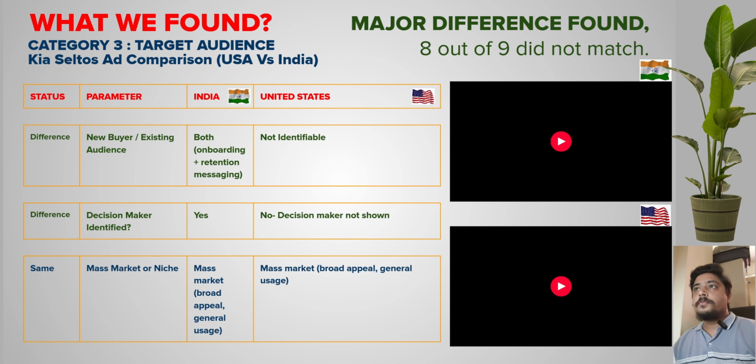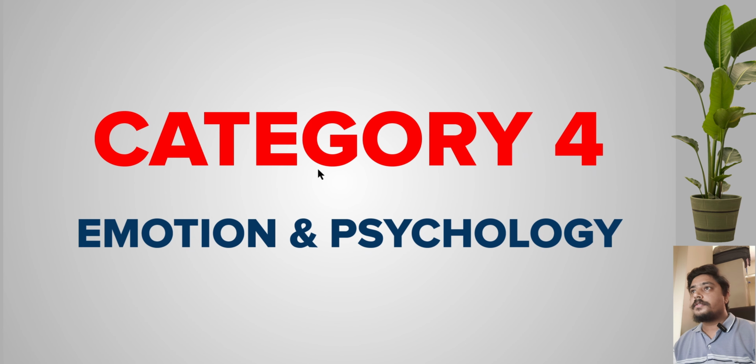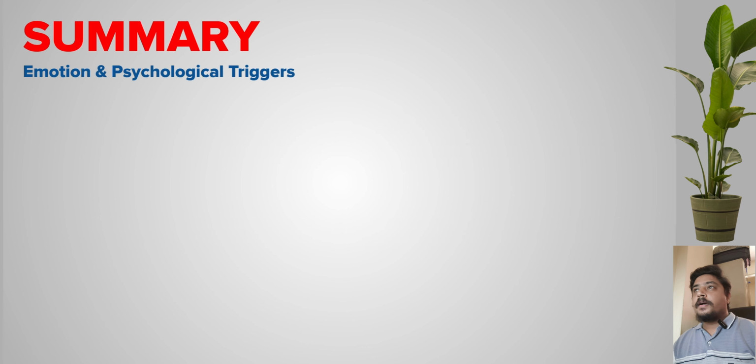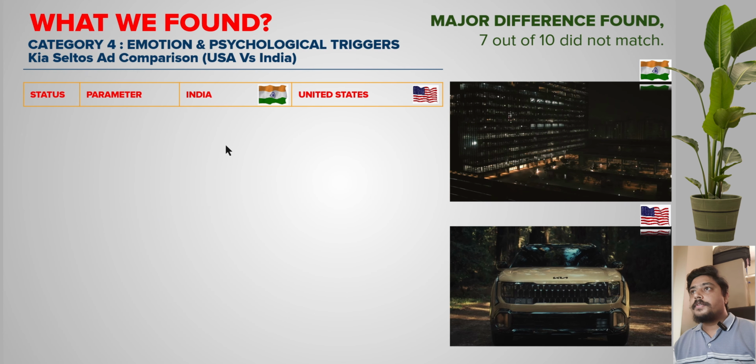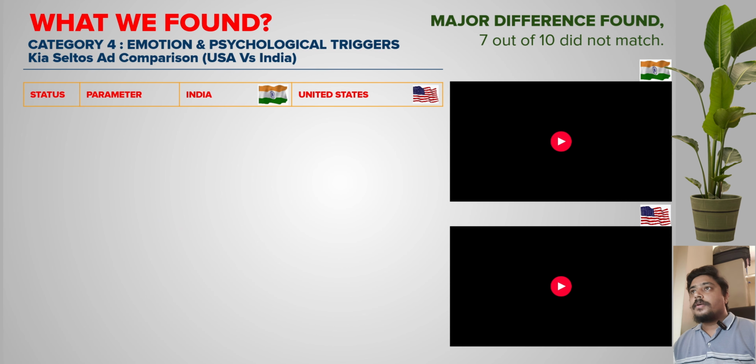Alright, now let's move towards our next category, that is emotion and psychological triggers. In our next category, what we found out is that the emotional strategy changes almost completely, with India relying on aspiration and status, while the US advertisement leans towards a more practical and convenience driven approach. So how we came to this particular conclusion, we will find out by studying the parameters that we analyzed on the basis of both the ads.